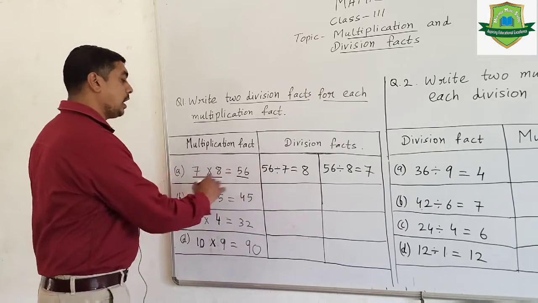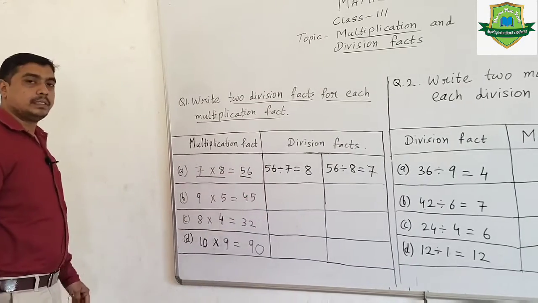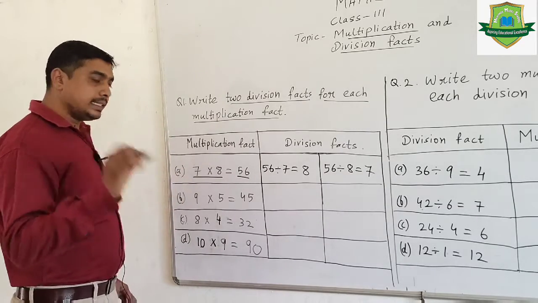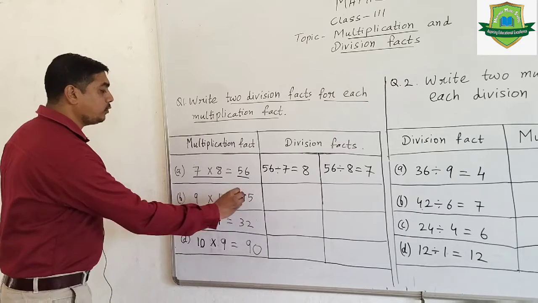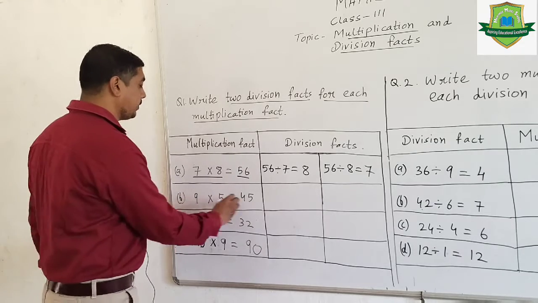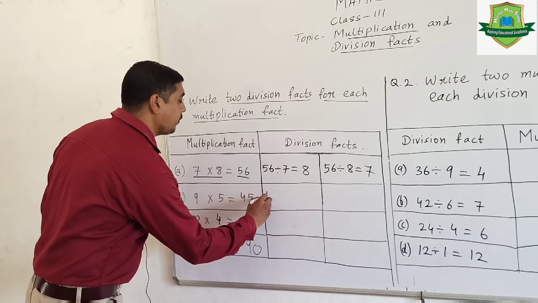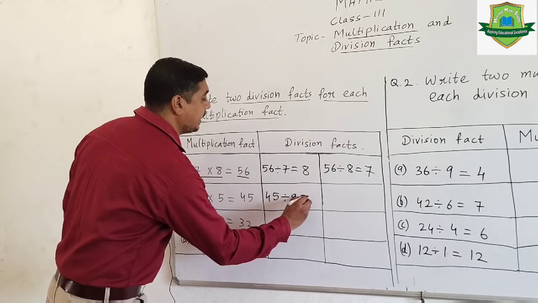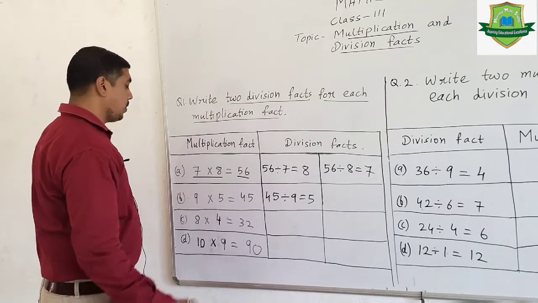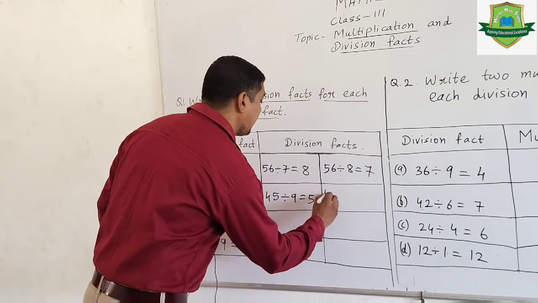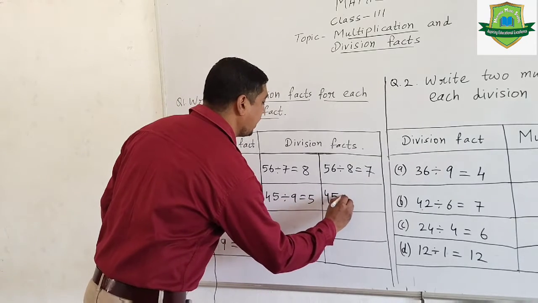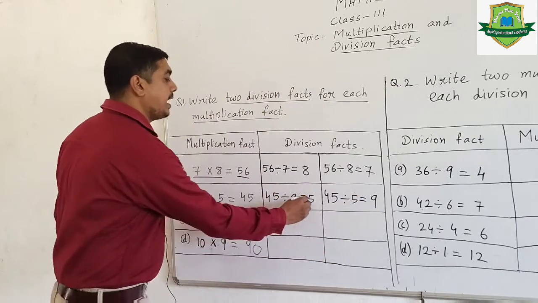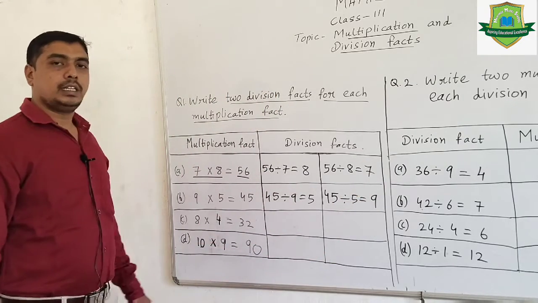Okay, now let's do the second sum. We have to do it in a similar way. So again dears, listen carefully. I have to just find two division facts out of these two multiplication facts. So dear, when I divide 45 by 9, I will get 5 as the answer. And when I divide 45 by 5, I will get 9 as the answer. So 5 and 9 are my division facts.